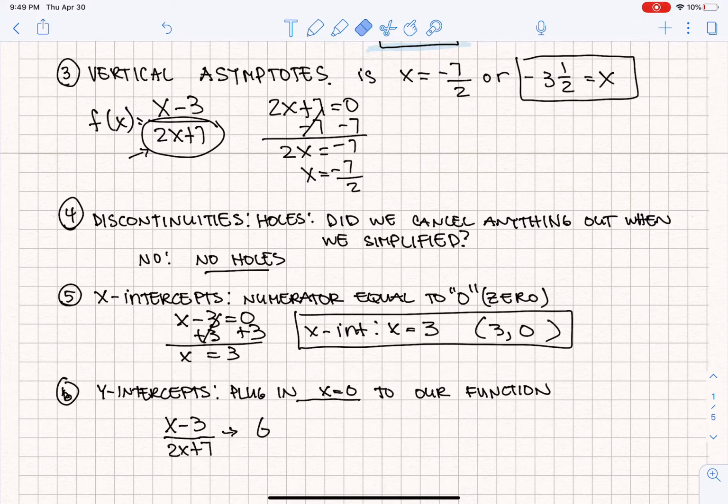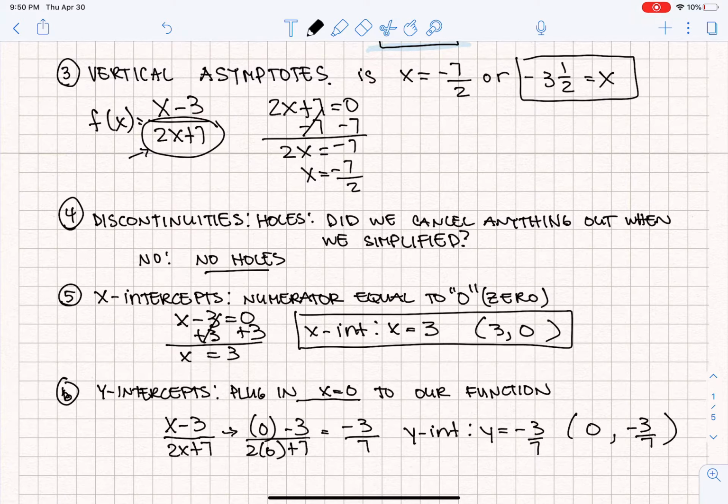Ooh, that's not a 0, that's a g. Okay, so we have 0 minus 3 over 2 times 0 plus 7. Okay, so here we have negative 3 on top, positive 7 on the bottom for our denominator. So that means our y-intercept is y equals negative 3 over 7. And we could also write that as an ordered pair. Our y-intercept is here. Our x value is 0.